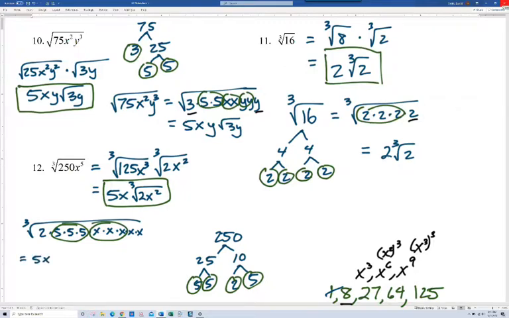Now what's left over inside? I have 2 times x, so it'll be times the cube root of 2x squared. And again, you can see I got the same answer as before.